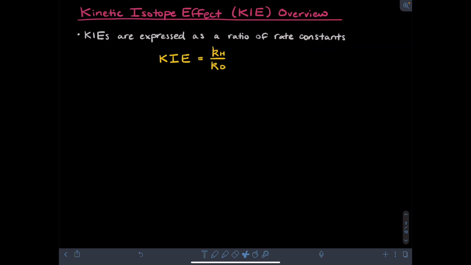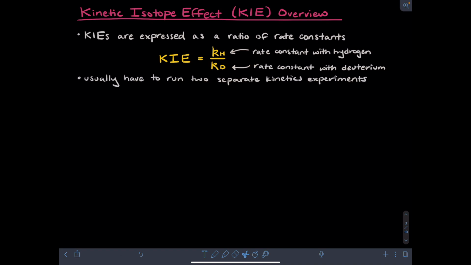Kinetic isotope effects, also known as KIEs, are a ratio of rate constants. In the numerator is the rate constant with hydrogen, and in the denominator it's the rate constant with deuterium instead, in the case where you're looking at a hydrogen versus deuterium kinetic isotope effect. To get the kinetic isotope effect, you usually have to run two separate experiments to determine these rate constants independently.